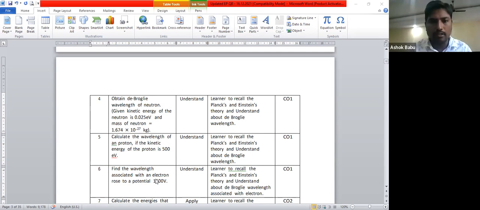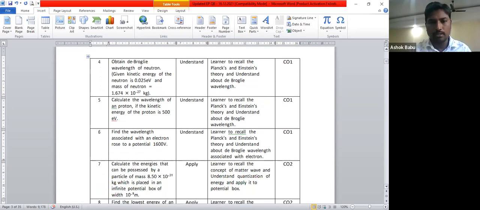And sixth one, find the wavelength associated with an electron raised to a potential. Here raised, not rose, raised to a potential of 1600 volts. The potential is directly given in the case of an electron, that's why all of you try to use the formula 12.27 angstroms by root V. That is the formula to solve the sixth one.